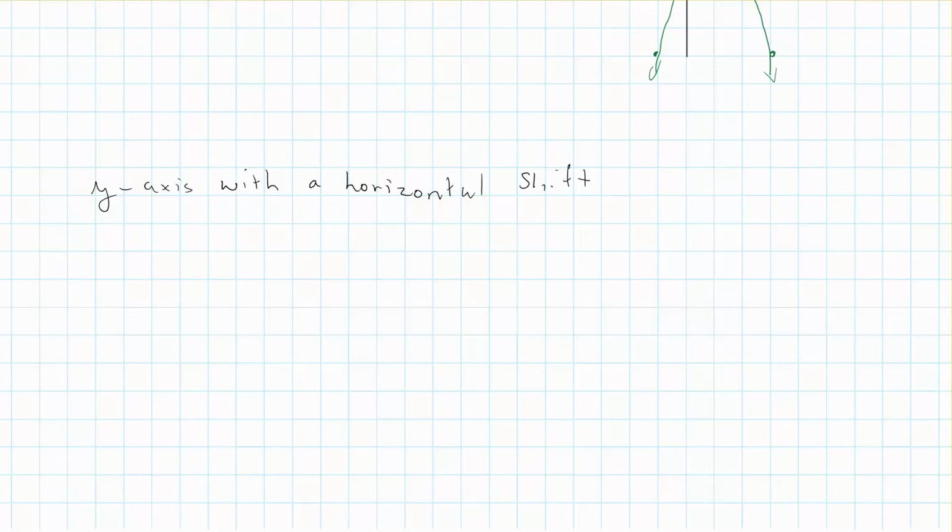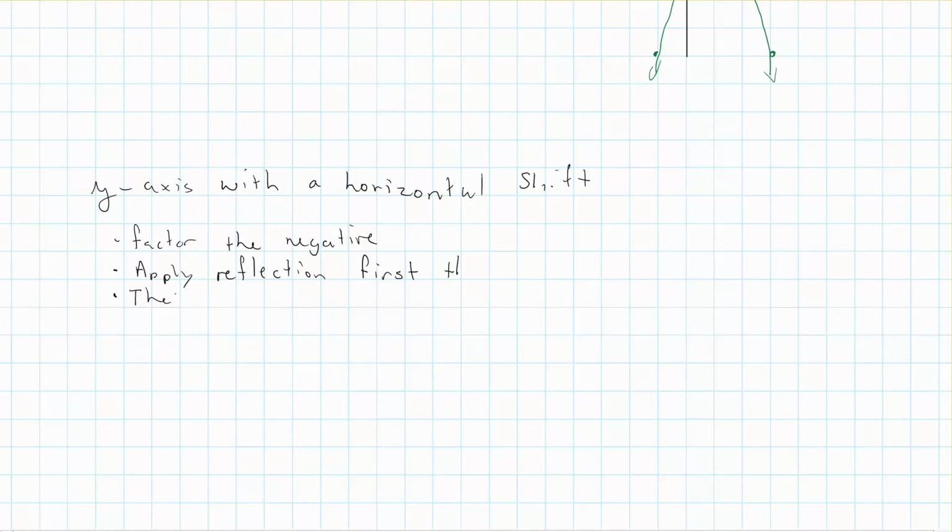What you want to do here is you want to factor the negative, and then this doesn't actually obey order of operations like you might think it would. Then we're going to factor the negative, and then we're going to apply reflection first, because it doesn't exactly follow order of operations. Then apply horizontal.